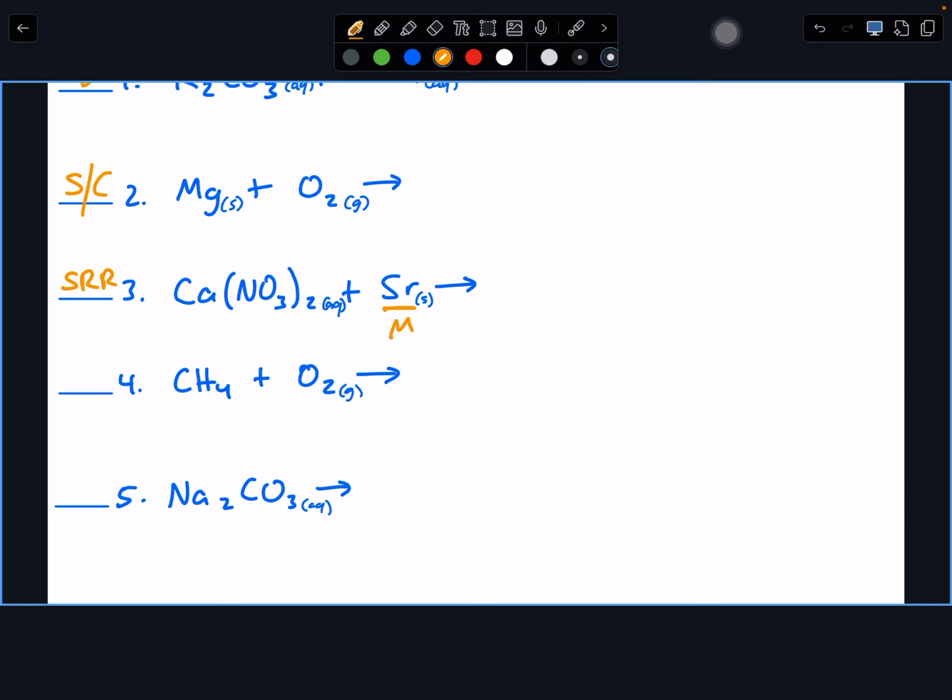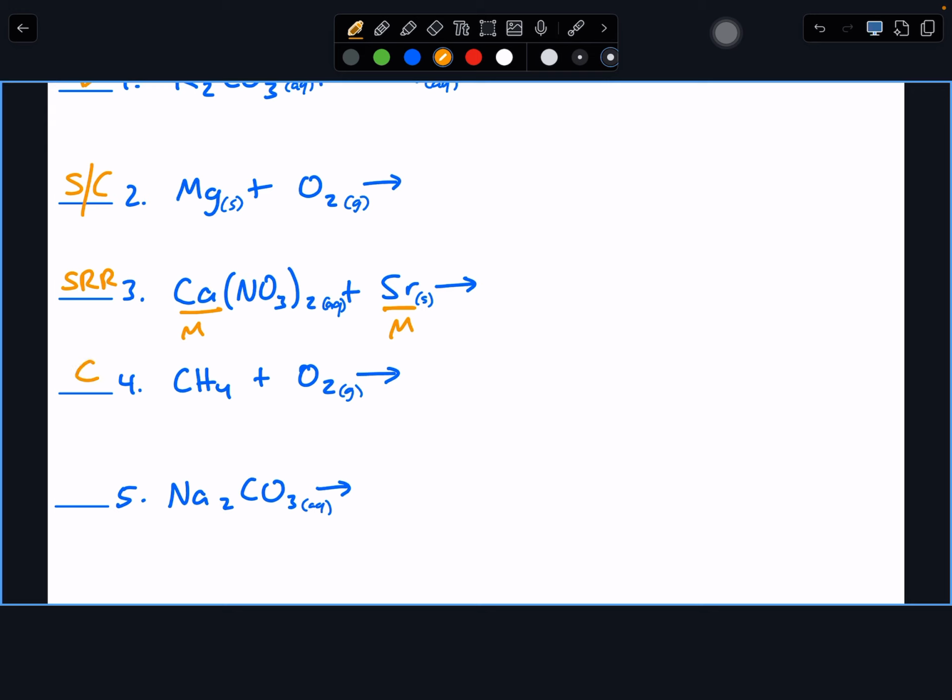So metal can replace only what? A metal or hydrogen. Do I have any hydrogen here? No, so it must be replacing a metal. What if there's some hydrogen and a metal? No, it can't, because they're both positive, remember? Okay, number 4, combustion.